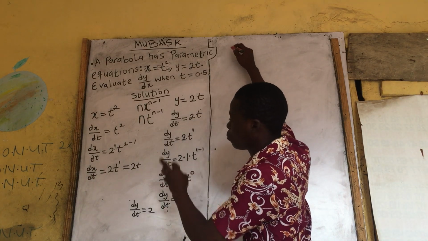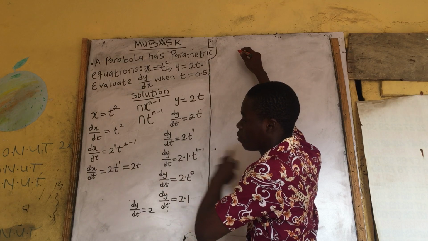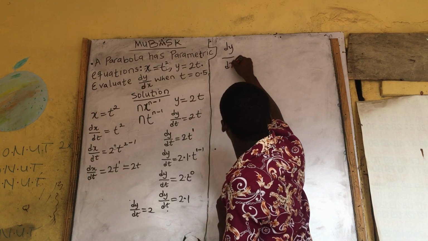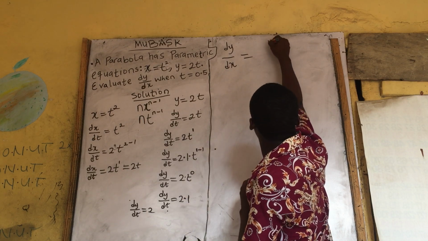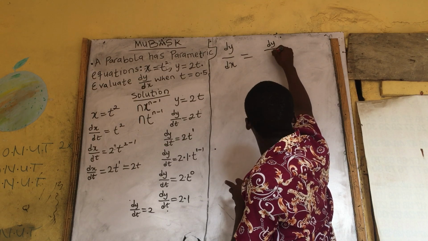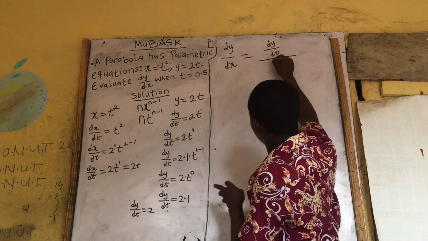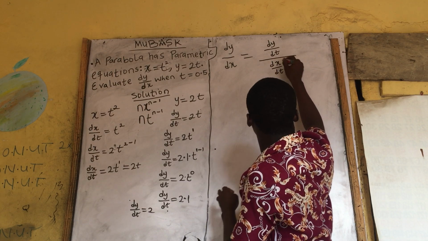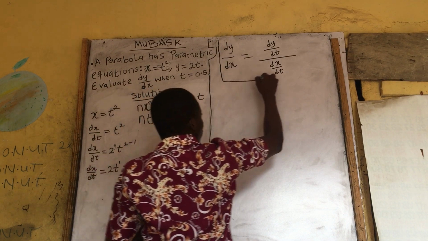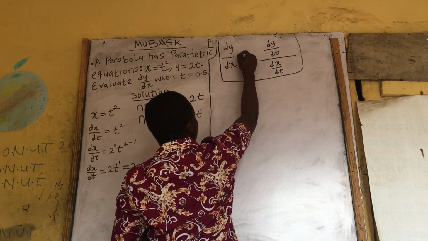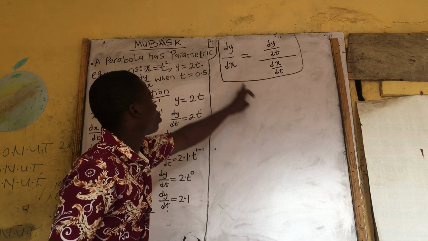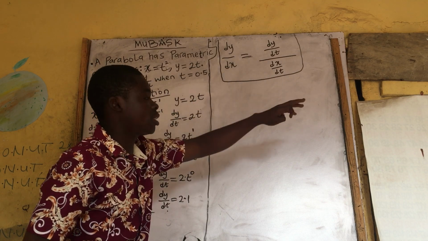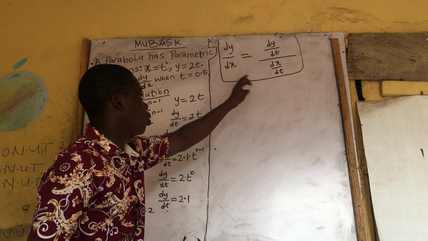So since we are getting dy over dt and dx over dt, dy over dx is equal to dy over dt divided by dx over dt. This is the formula for parametric equation. The dy over dx equals dy over dt divided by dx over dt.